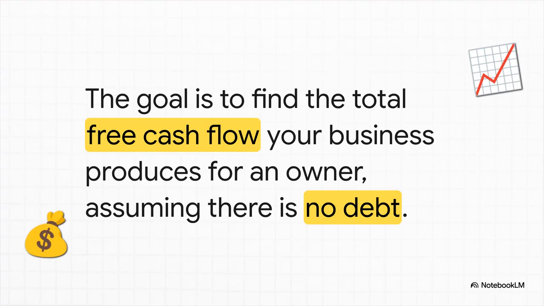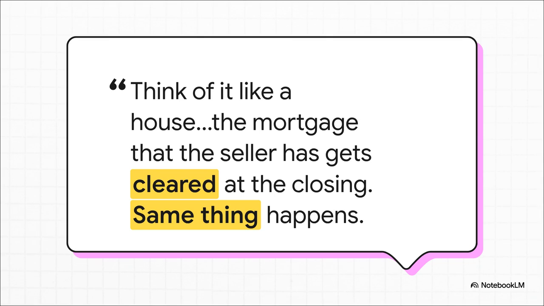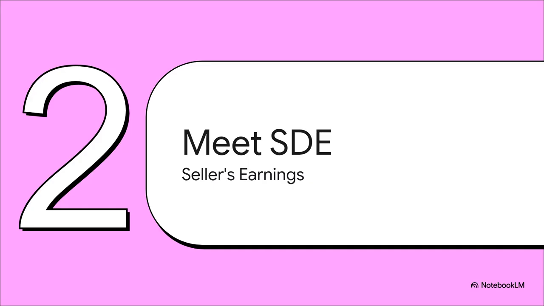Here's the key concept you've got to grasp. The whole point of a valuation is to figure out the total cash a new owner could take home. And to do that, we have to look at the business as if it had zero debt. Why? Because a buyer isn't inheriting your company loans. They're going out and getting their own financing. And this is just a perfect way to think about it. It's exactly like buying a house. The seller's old mortgage gets wiped out at closing, right? Same thing here. Your business loans get paid off. So, because those debt payments won't be an expense for the new owner, we actually add that money back into the pile of earnings.